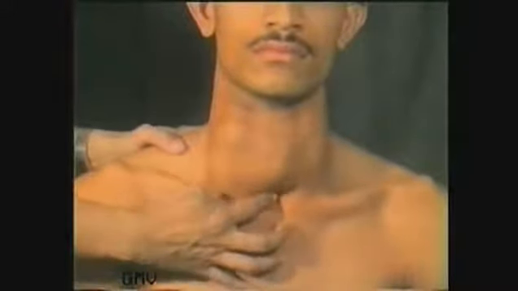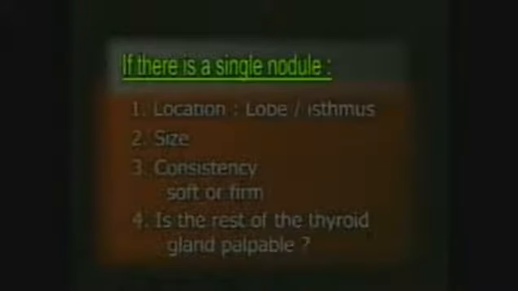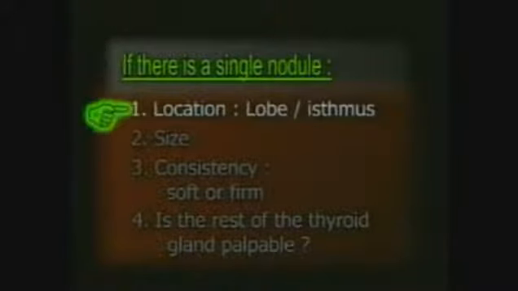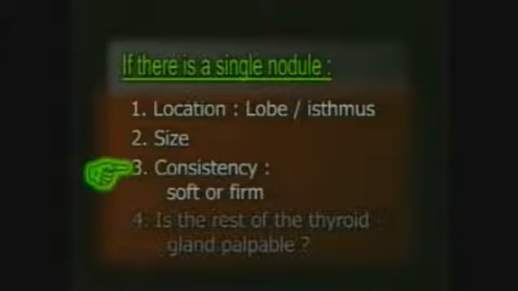Secondly, palpate the lower border very carefully during deglutition to determine the presence of a retrosternal extension. Palpation of tracheal rings above the suprasternal notch rules out a retrosternal extension. If it is a single nodule, note its position in the thyroid lobe or isthmus. Note its shape, measure its size, and feel the consistency.